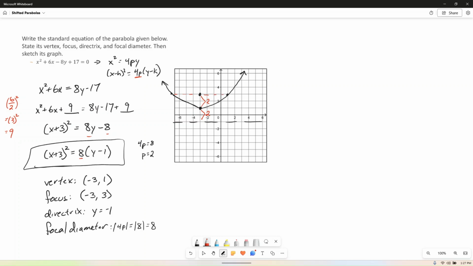All right. If we also wanted to figure out where the axis of symmetry is, that's the vertical line that passes through the focus and the vertex. And so that's the line x is equal to -3.